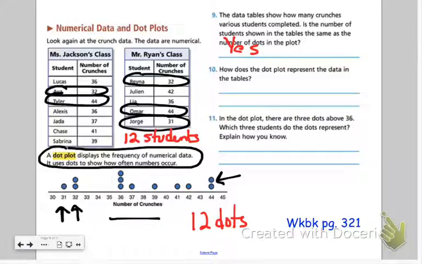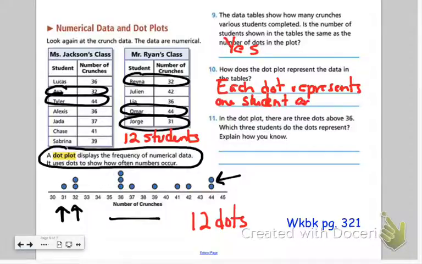How does the dot plot represent the data in those tables? Well, each dot represents one student. Missed an E there. And the number of crunches each one did.